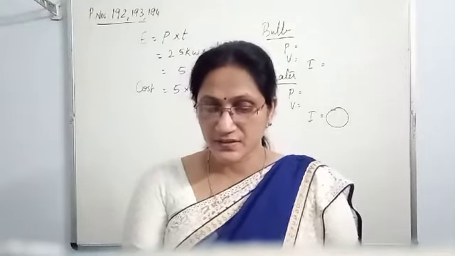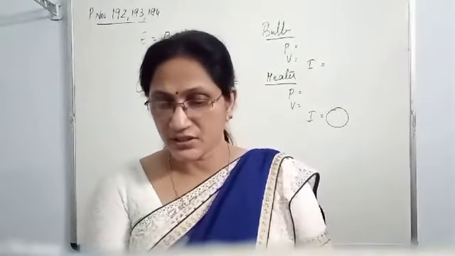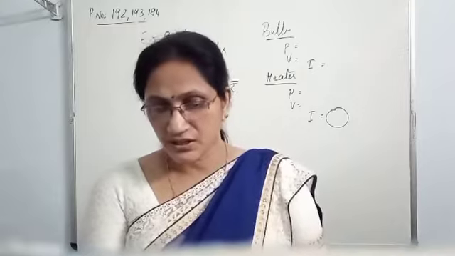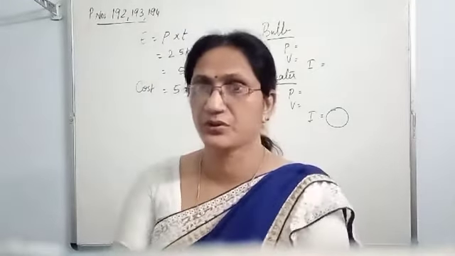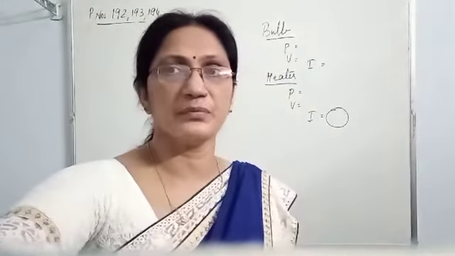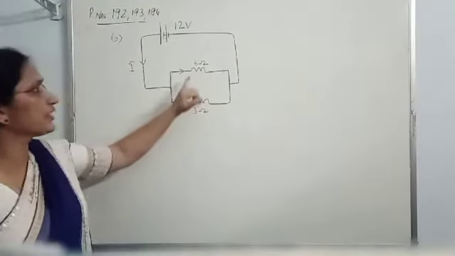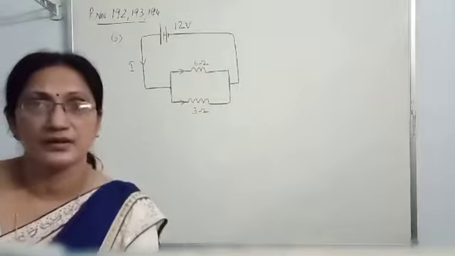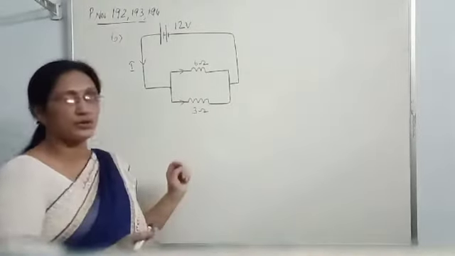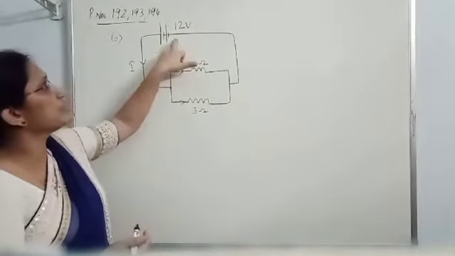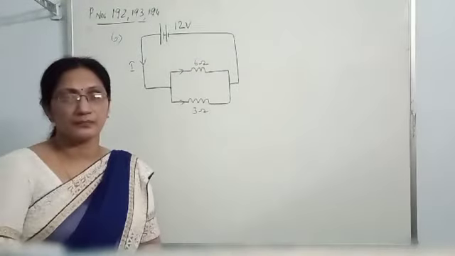Question number 6. Calculate the electrical energy consumed in 1 minute in each of the resistors in the circuit. One diagram is given. Let me make it. This is the given circuit diagram. There are two resistors in parallel. One is 6 ohm, other one is 3 ohm. It is connected to a 12 volt battery.